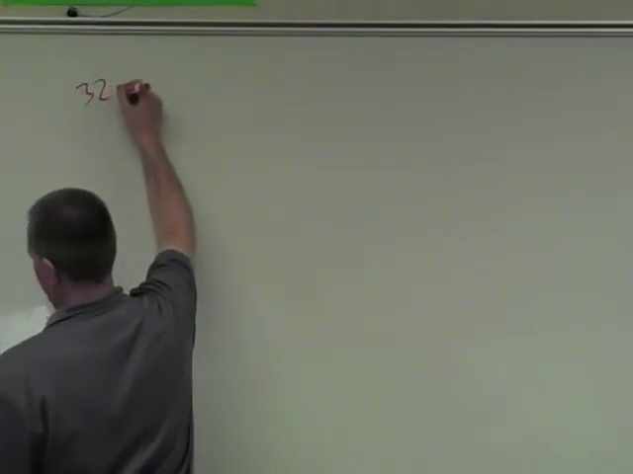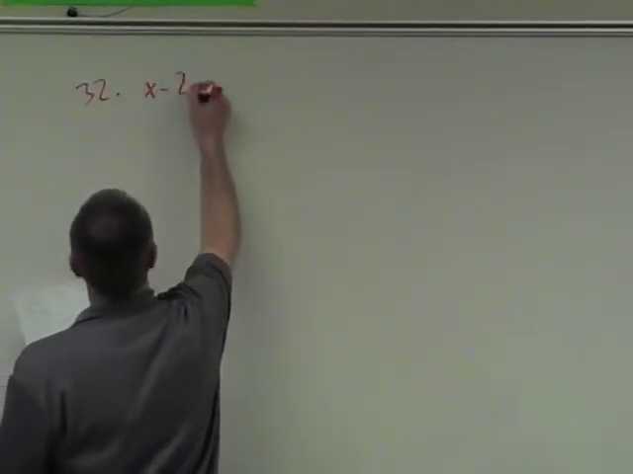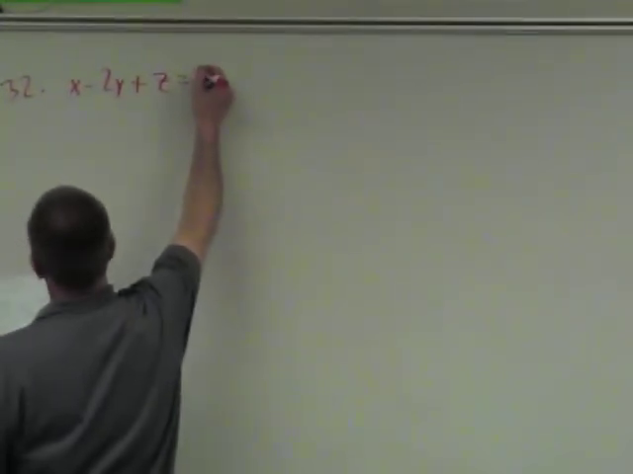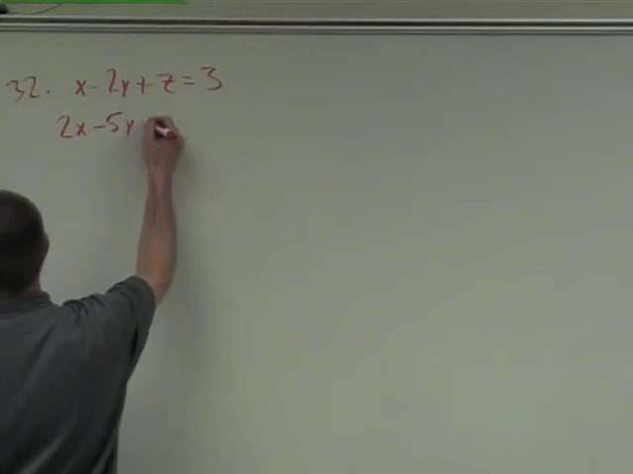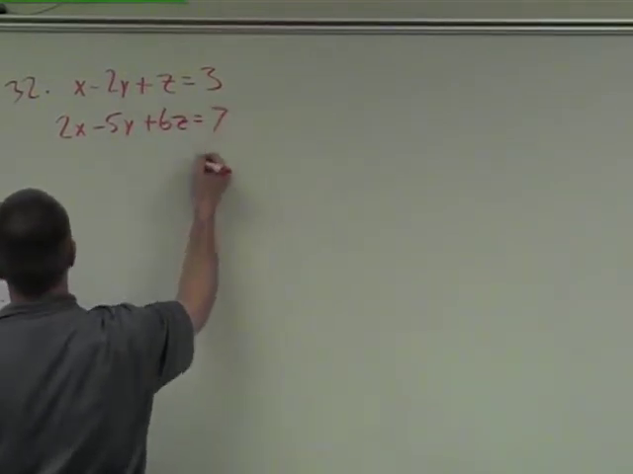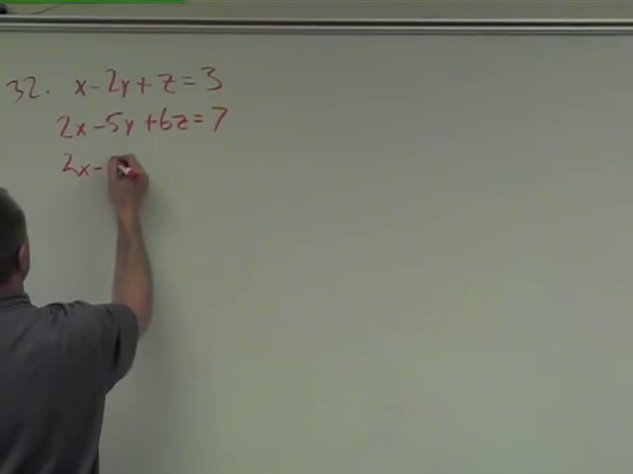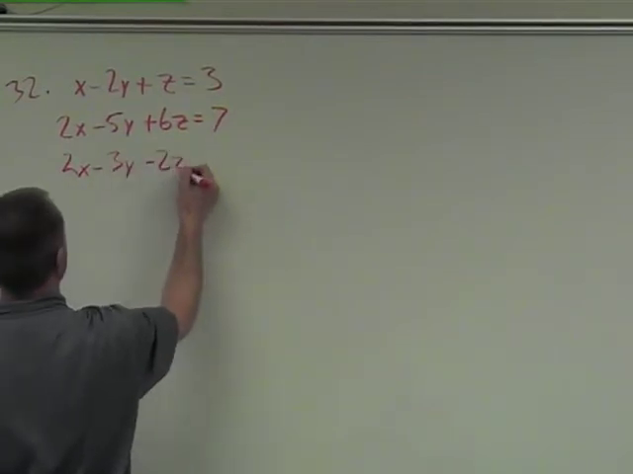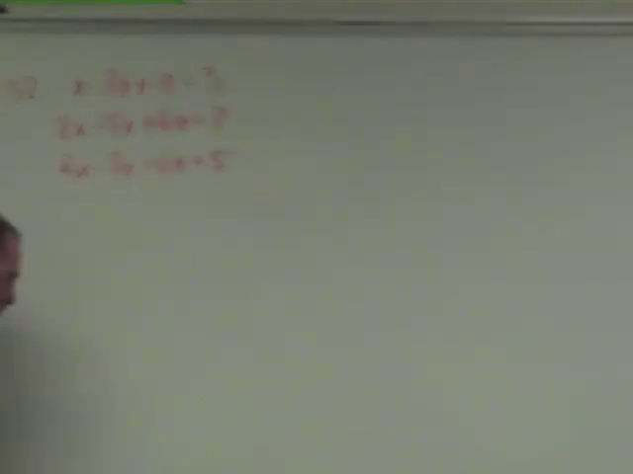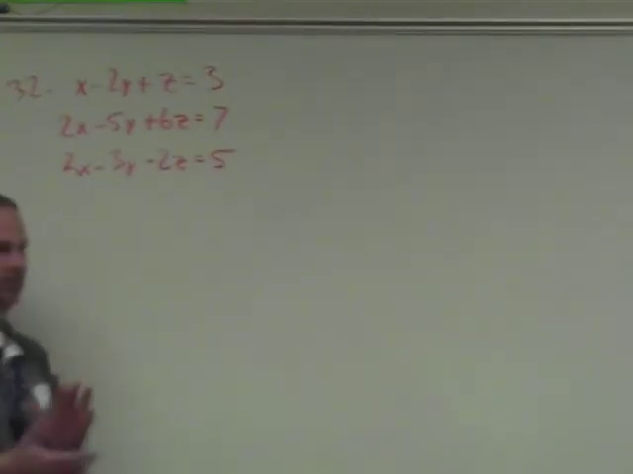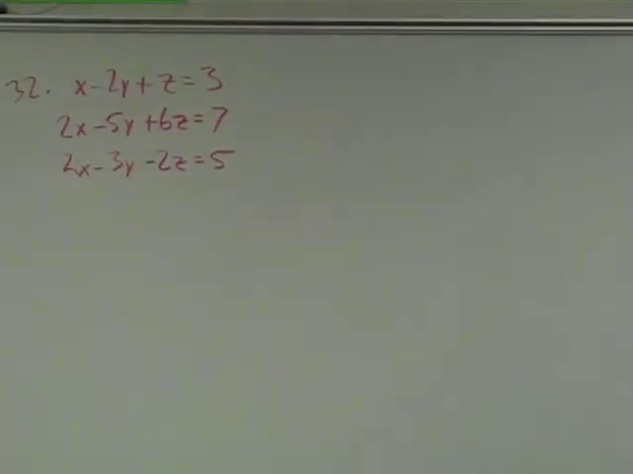Okay, everybody. x minus 2y plus z equals 3. 2x minus 5y plus 6z equals 7. 2x minus 3y minus 2z equals 5. Solve that, please. Step 1, step 2, step 3. One step at a time. Let's go. It's the last one. Let's see if we can do it. Let's see here. Step 1.